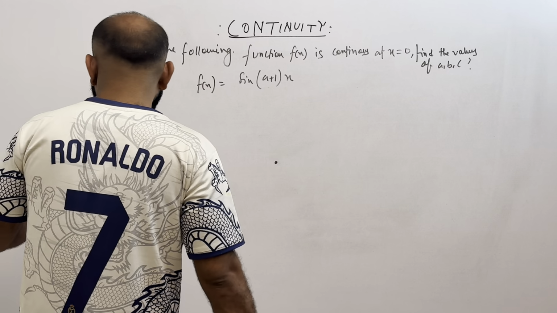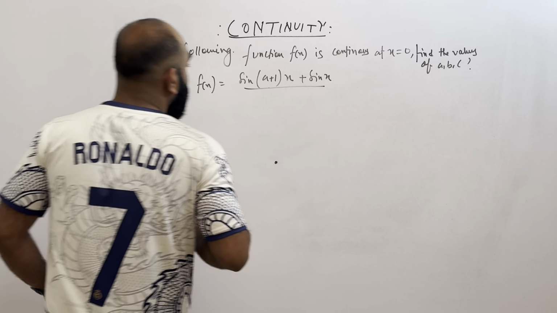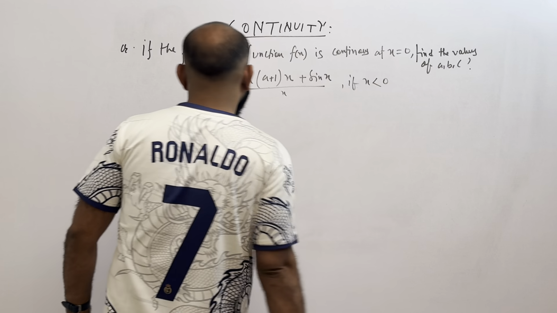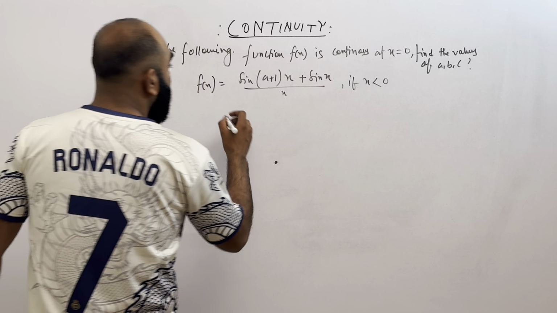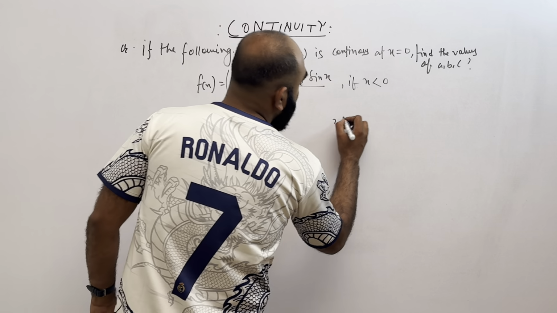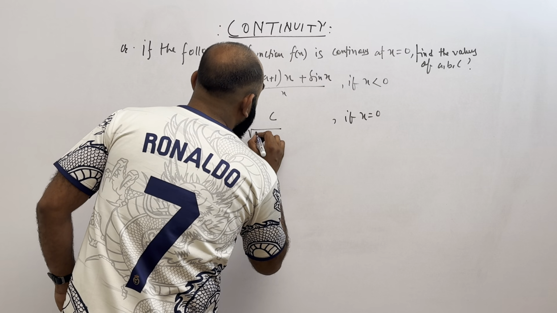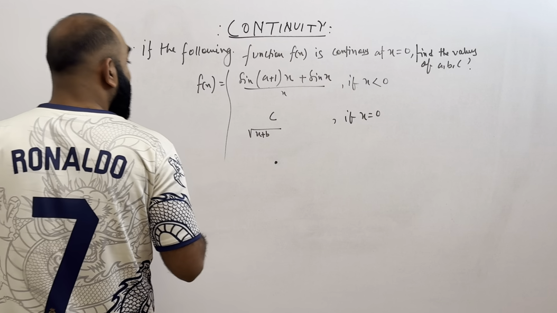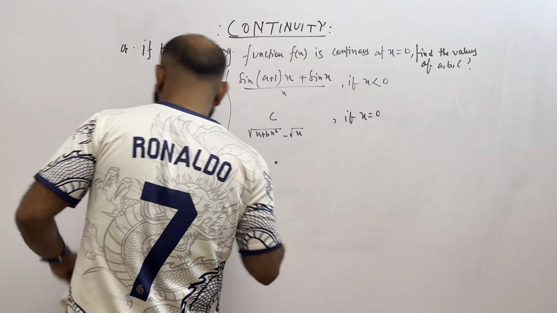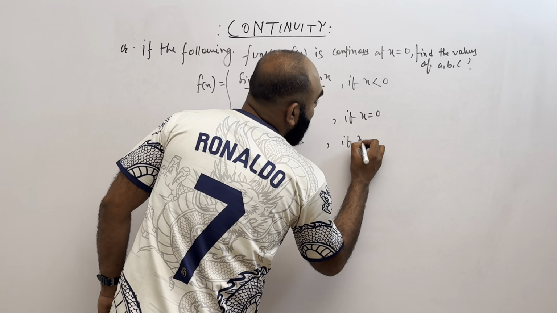f of x is equal to sine of (a plus 1) into x plus sine x divided by x, if x is less than 0. And f of x is equal to c if x is equal to 0. And f of x is equal to root under x plus b x square minus root x, divided by b x to the power 3 by 2, and this is valid when x is greater than 0.